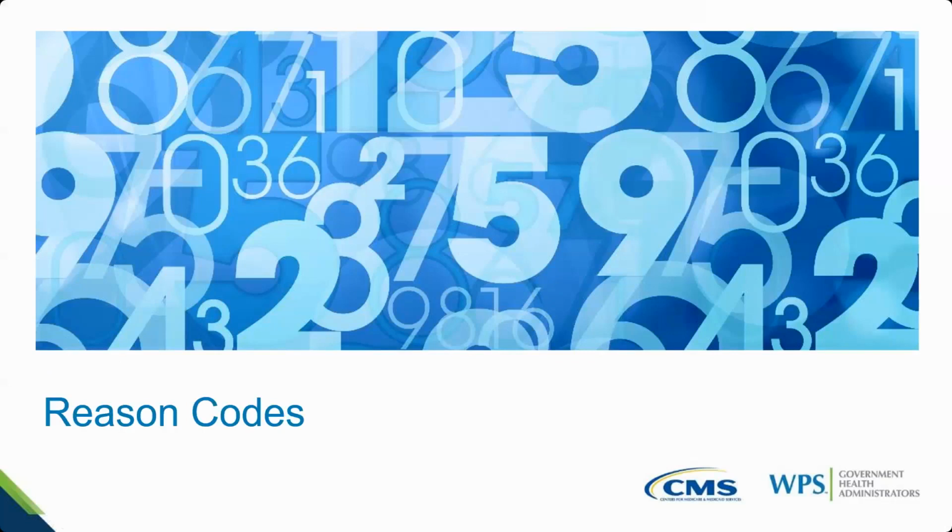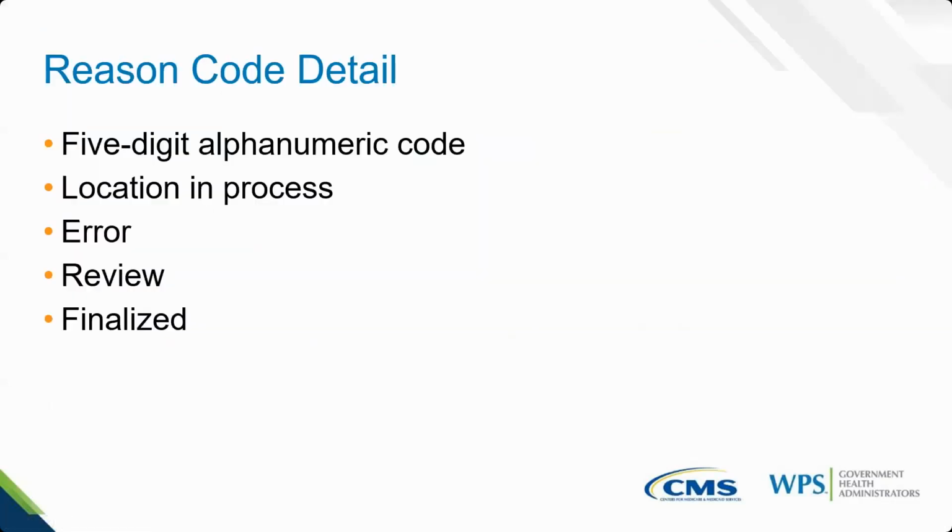We'll move along, and we're going to start talking about FISS reason codes. FISS reason codes are 5-digit alphanumeric codes that can let you know what is going on with the claim. Reason codes are broken down into different ranges, and the edit can tell you where the claim is in the process. I'll talk a little bit more about ranges in just a minute.